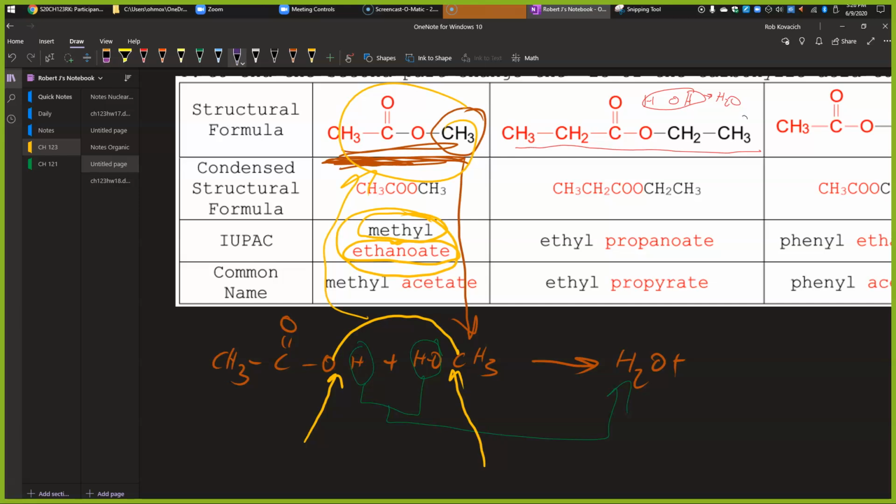So this used to be an alcohol. So I'm going to say ethyl. And this used to be propanoic acid. So I go propanoate because that's what we did when we went from an acid to a polyatomic ion. And then we end up with ethyl propanoate. So we started with propanoic acid and ethanol.